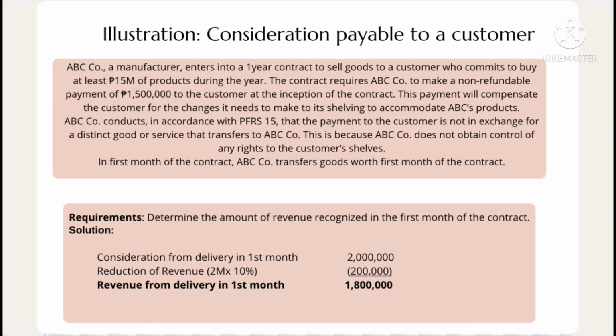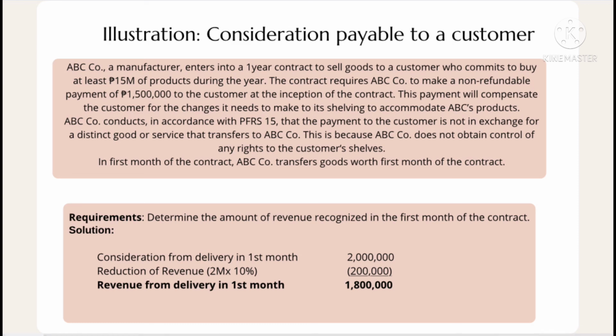This is because ABC Company does not obtain control of any rights to the customer's shelves. In the first month of the contract, ABC Company transfers goods worth $2 million to the customer. What amount of revenue is recognized in the first month of the contract? Since the consideration payable to the customer is not in exchange for a good or service that transfers to ABC Company, the $1.5 million payment shall be treated as a reduction to the transaction price. The reduction is allocated proportionately to the revenues recognized during the contractual period. As each performance obligation is satisfied, the revenue recognized is reduced by 10%.